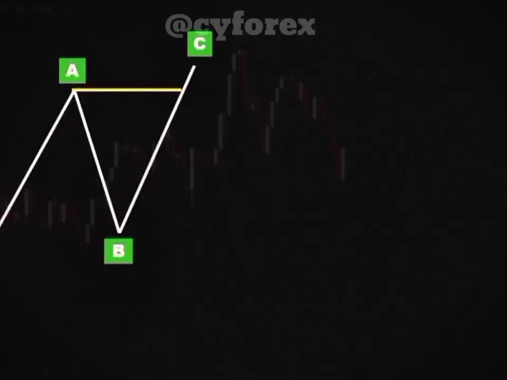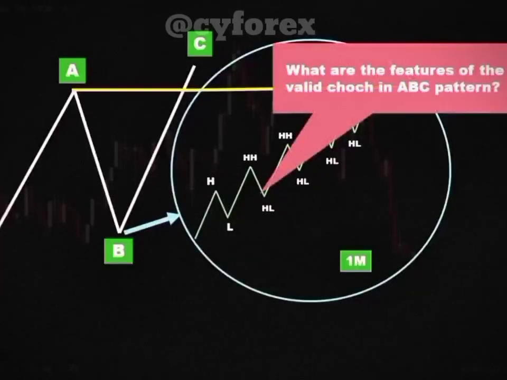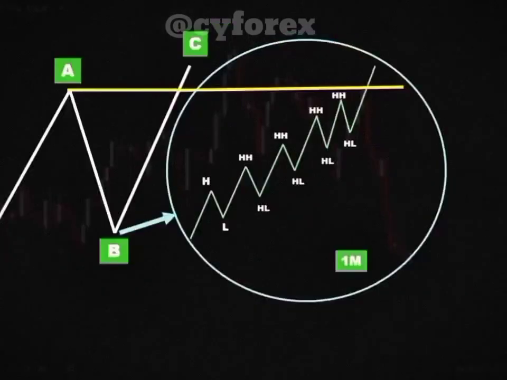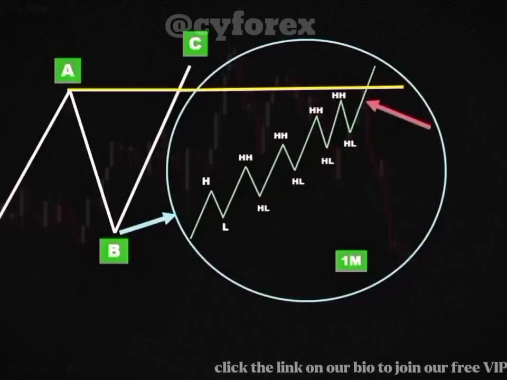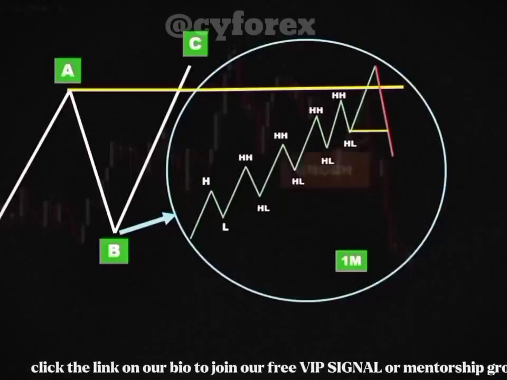So for that, if we zoom into the lower time frame, for example the 1-minute time frame, we would see a structure like this. As I mentioned before, we should wait for a change of character. So, what are the features of a valid change of character in the ABC pattern? According to our strategy's rules, a change of character is valid when price breaks the structure which is created by the wave that swept the liquidity of the ABC pattern. As you can see here, in this scenario, price swept the liquidity by this tiny wave. So if price breaks and closes a candle below this structure, then we have a valid change of character here.